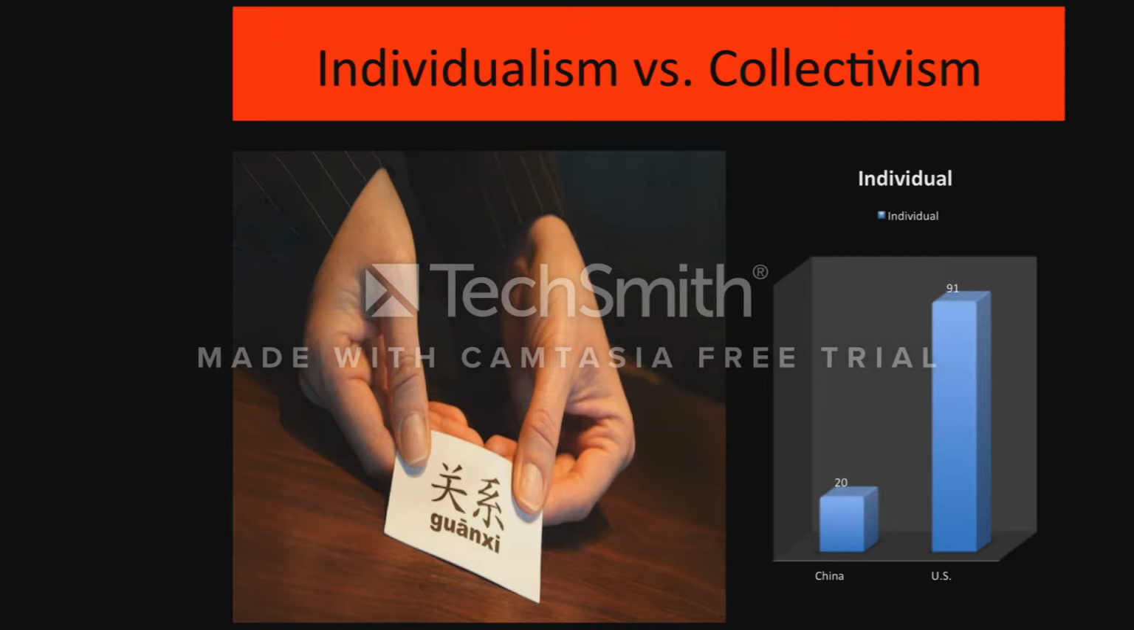In Hofstede's dimension regarding individualism versus collectivism, China scores low on individualism. The people of China believe in guanxi, meaning relationship. Their low score of 20 demonstrates a collectivist society.